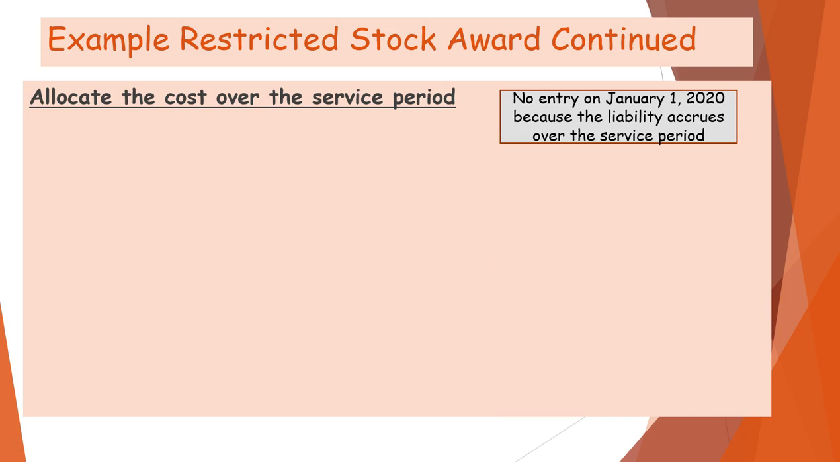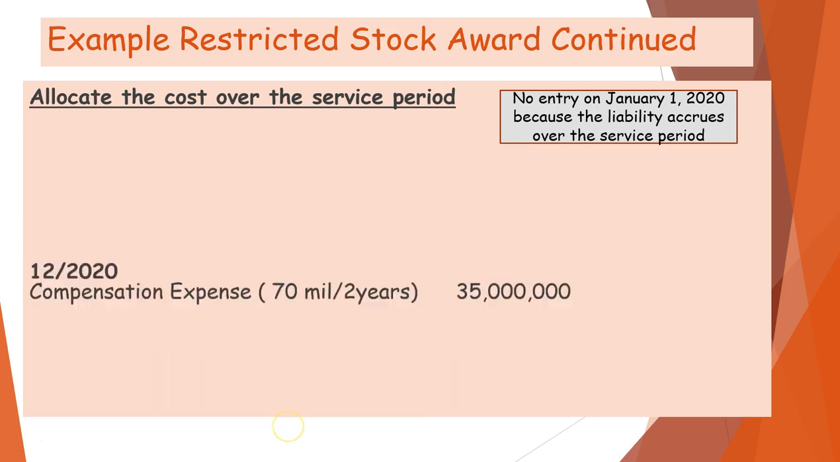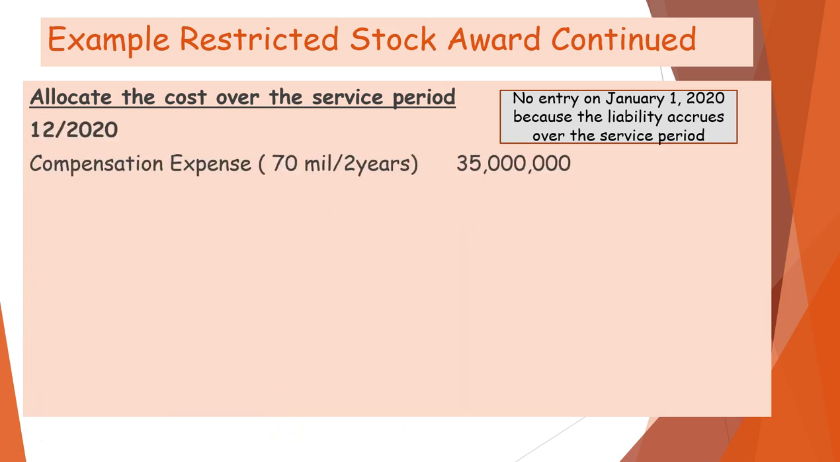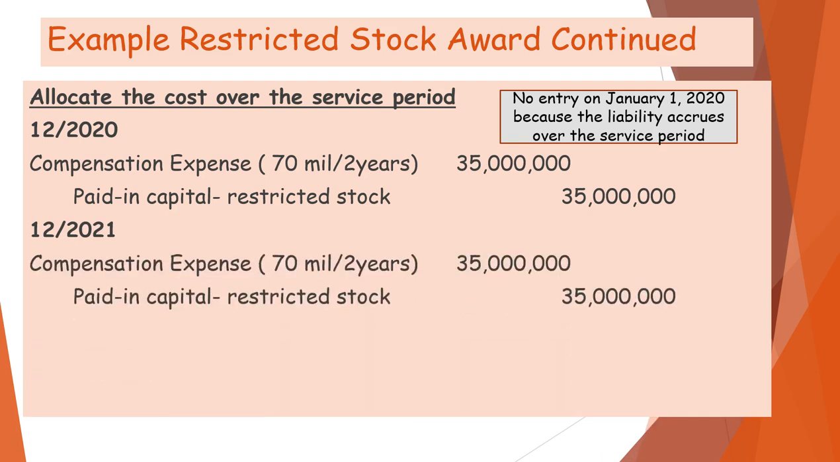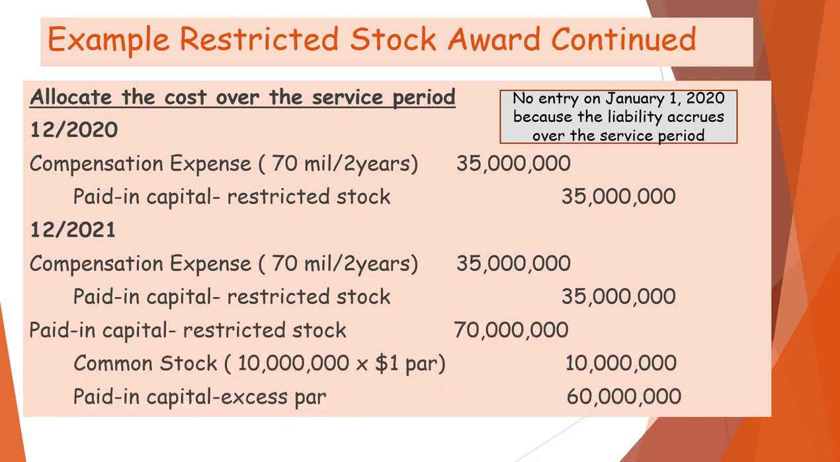Now, when it's initiated, there's no entry because this is something that accrues over time. We're going to do, at the end of the first year, though, compensation expense, paid-in capital, restricted stock. At the end of the second year, we're going to do the same thing. And in addition, we're going to take it out of paid-in capital, restricted stock, and then we're going to do common stock and paid-in capital in excess of par. And remember, common stock is always going to be number of shares times the par value.